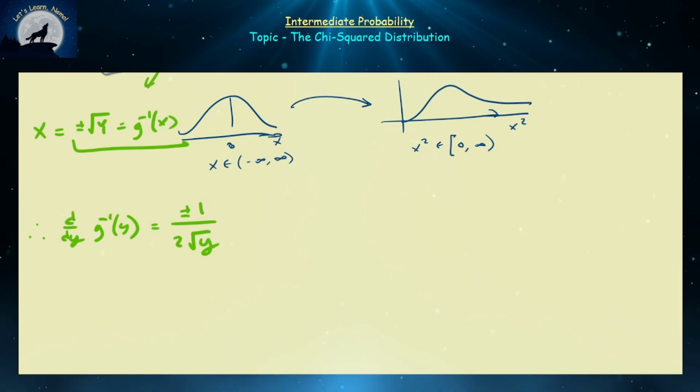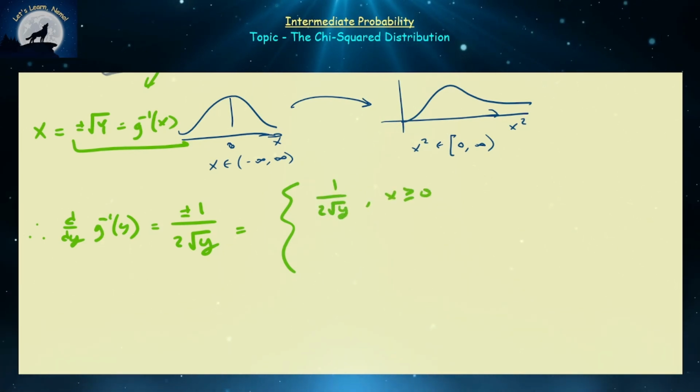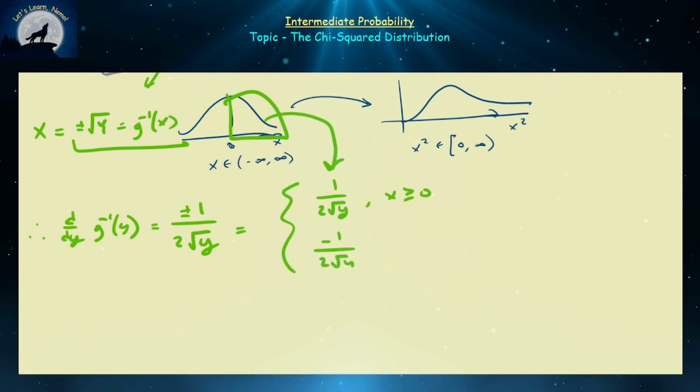So we're going to split this up into two domains, one for the right and one for the left. We'll have 1 over 2 square root of y, provided that x is bigger than or equal to 0. So x bigger than or equal to 0 is mapped to this in terms of inverses. And then we'll have negative 1 over 2 square root of y, provided that x is negative. So when x is a negative number, we're mapping it to the negative variation of that.